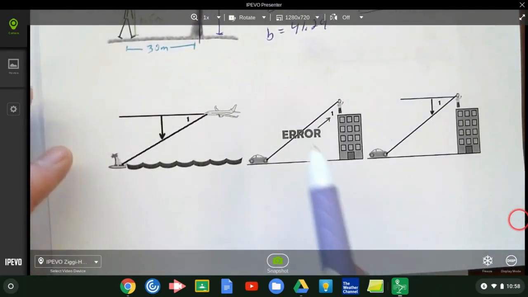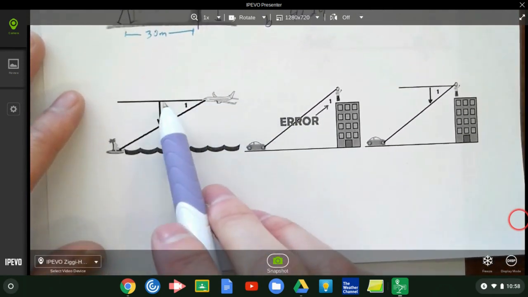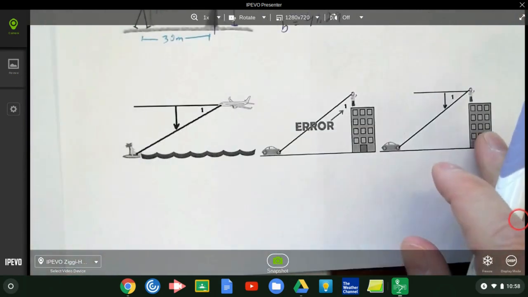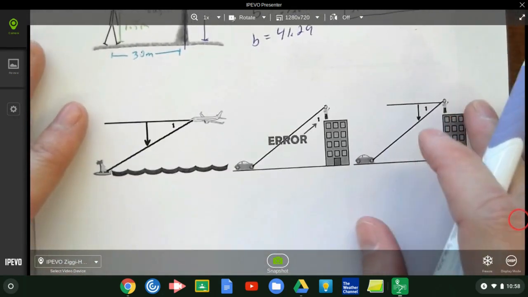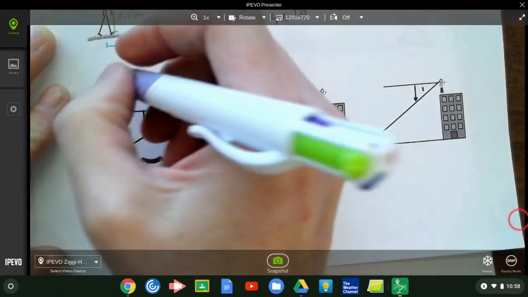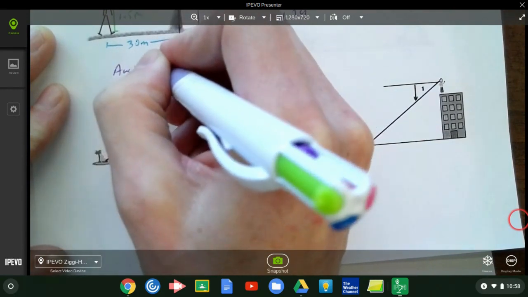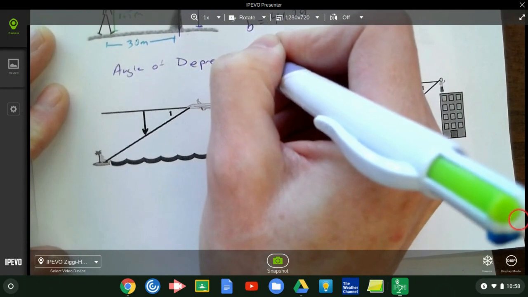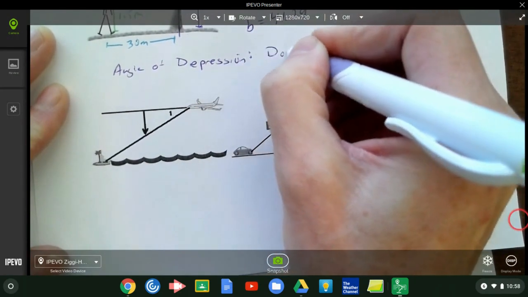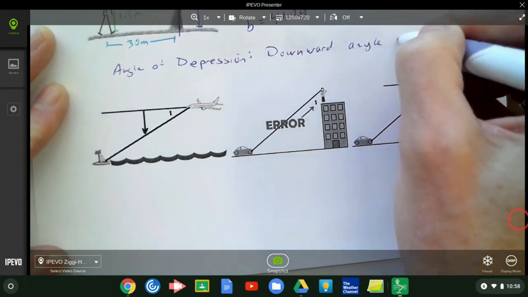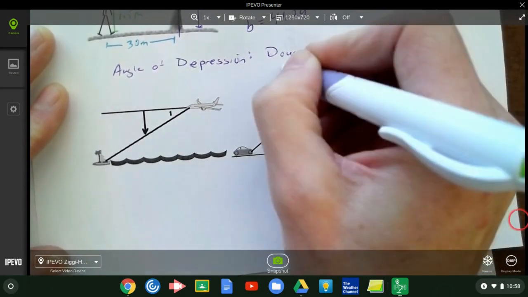Angle of depression, remember we said in our demonstration, was downward from a horizontal line. So when I define angle of depression, it is a downward angle from a horizontal line.